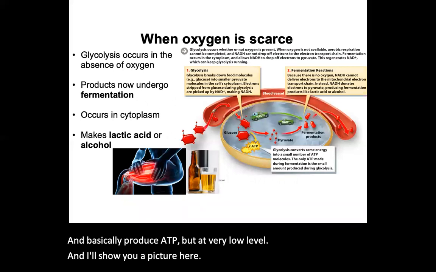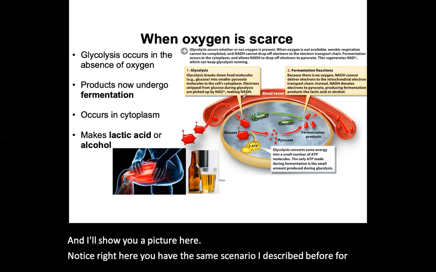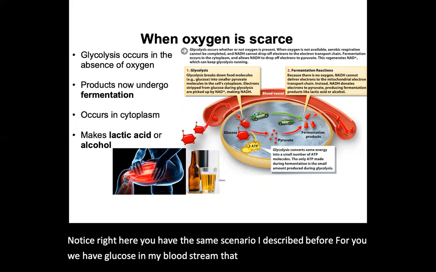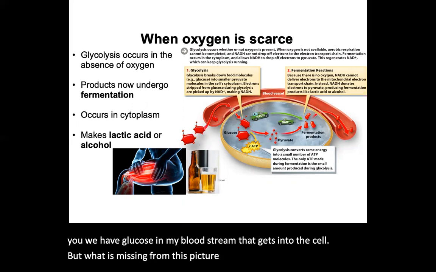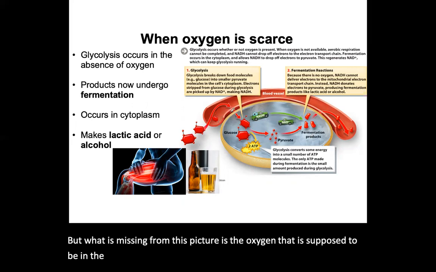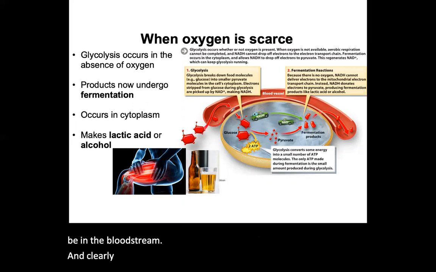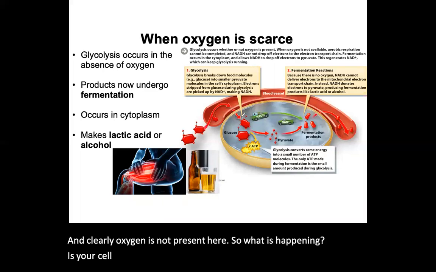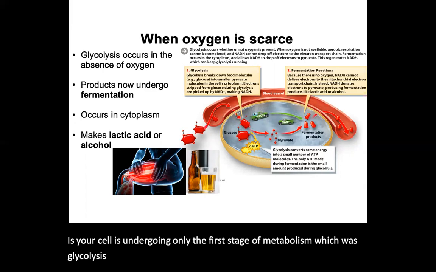So notice right here, you have the same scenario I described before for you. We have glucose in my bloodstream that gets into the cell. But what is missing from this picture is the oxygen that is supposed to be in the bloodstream. And clearly, oxygen is not present here. So what is happening is your cell is undergoing only the first stage of metabolism, which was glycolysis. So here is the glucose, and the glucose is producing pyruvate.